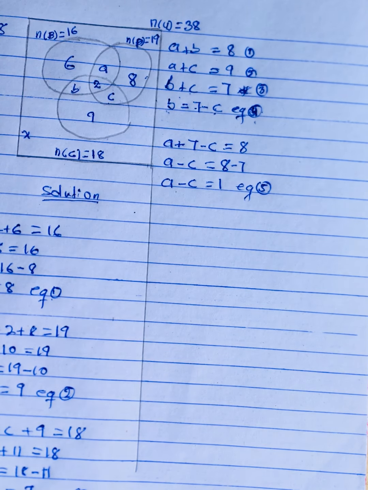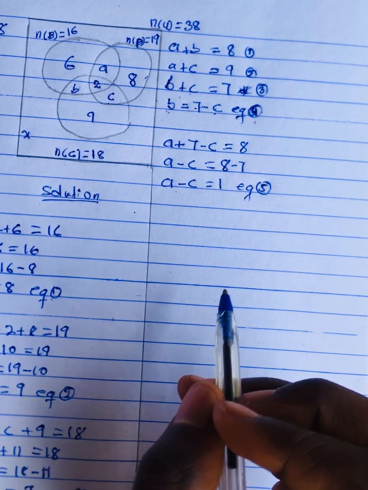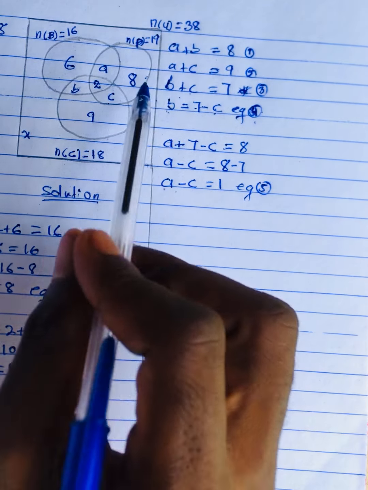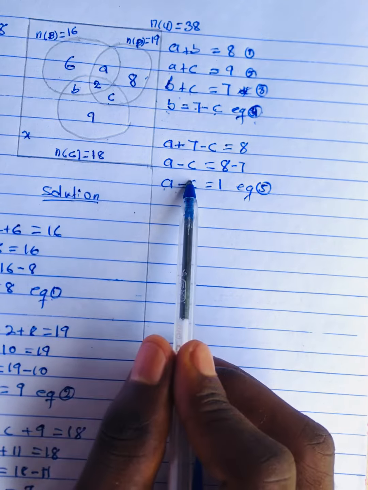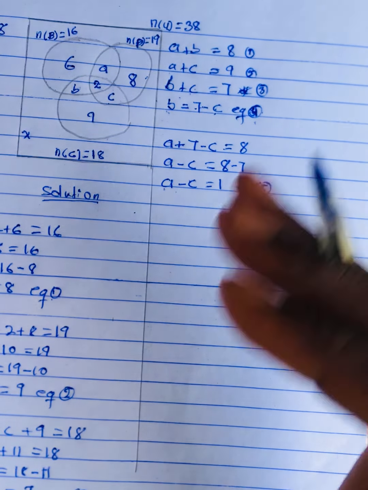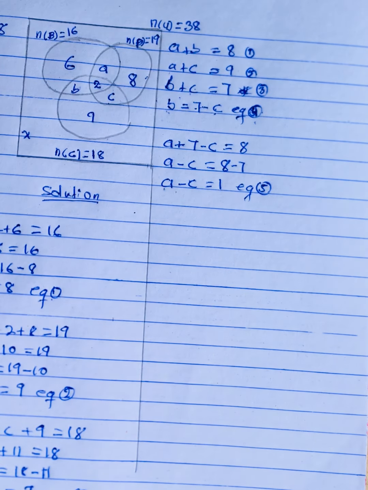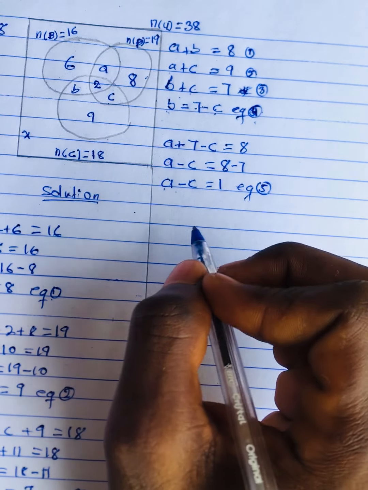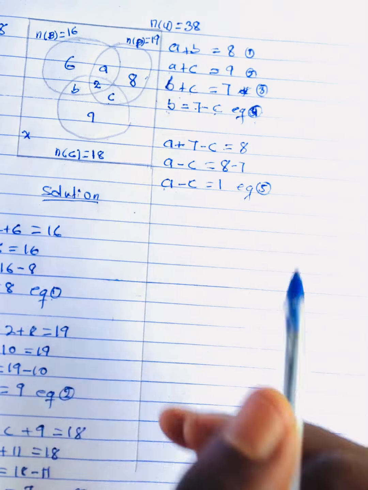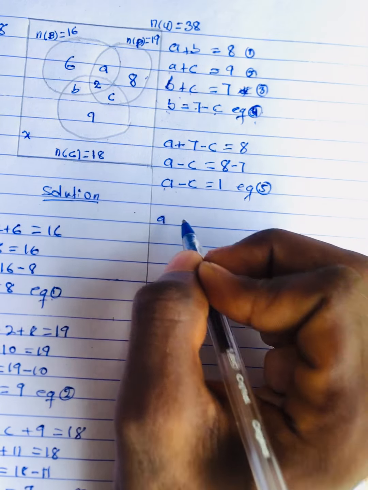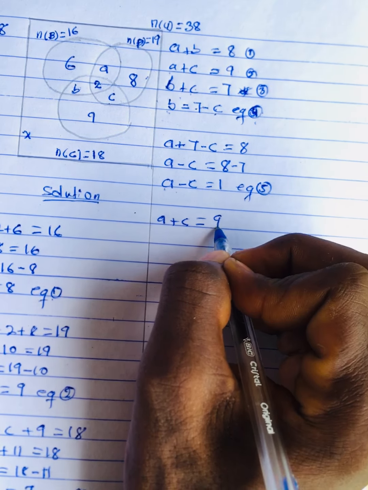Interesting. Wow, it's very interesting, right? Okay, let's move on. Now, we can see that we have A here, we have A in equation 2, we have C here, we have C in equation 2. So let's bring them together and solve it simultaneously. Then we have equation 2, this is equation 2, we have A plus C is equal to 9.